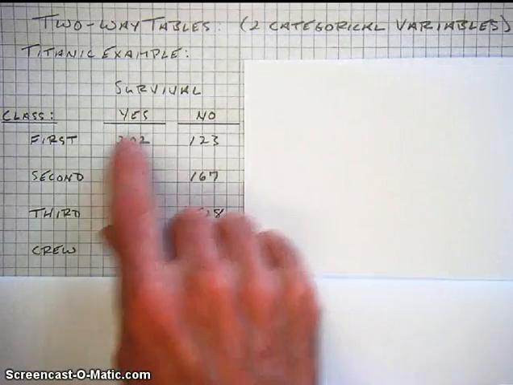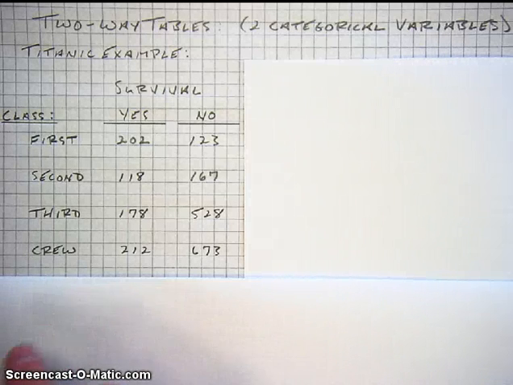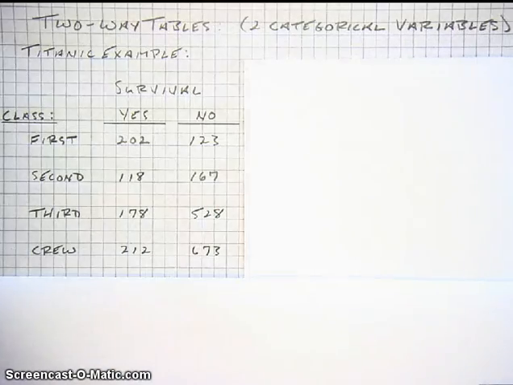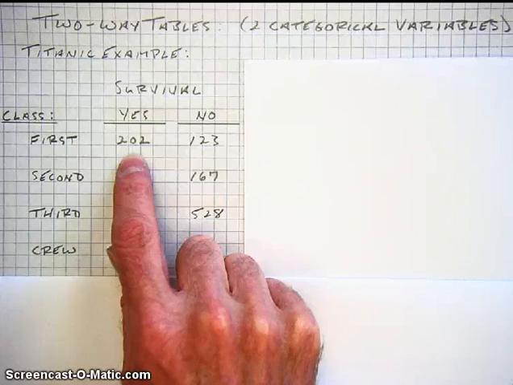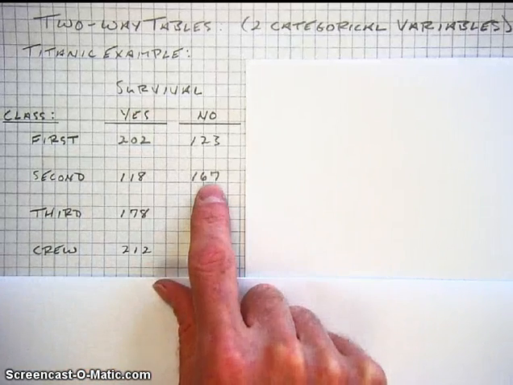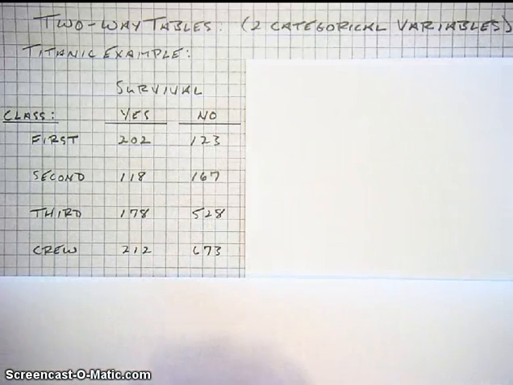And then each of these numbers in here represents a joint occurrence of two categories, one category from the row variable, one category from the column variable. For instance, this 202 right here represents first-class passengers who survived. This 167 represents second-class passengers who did not survive, etc.